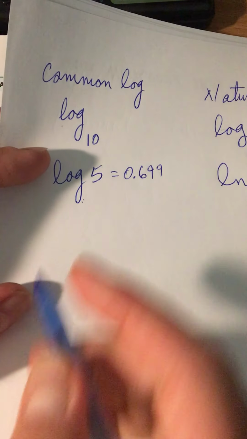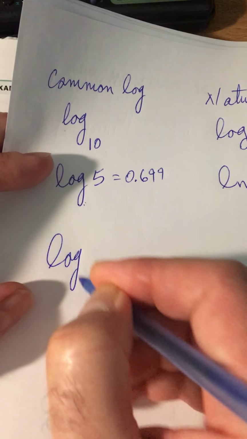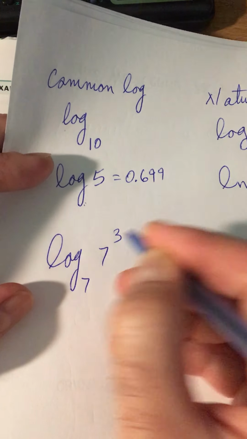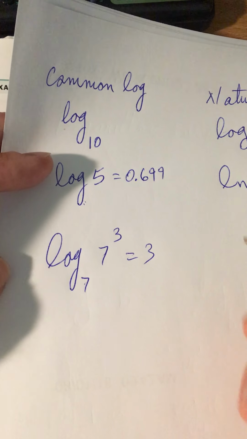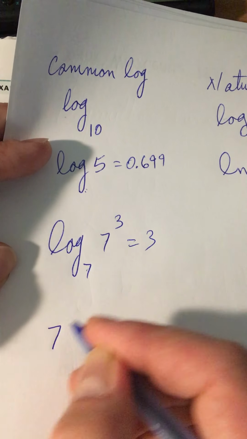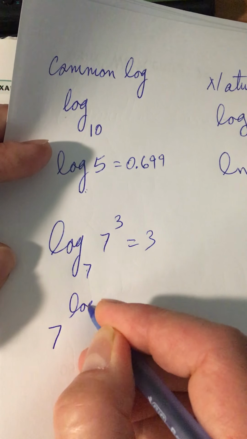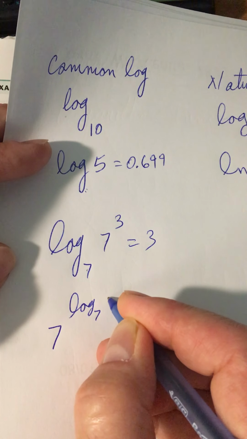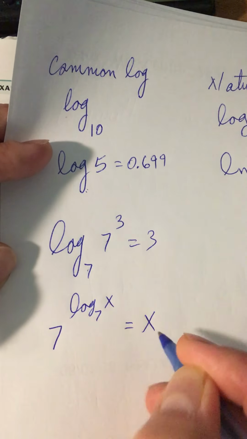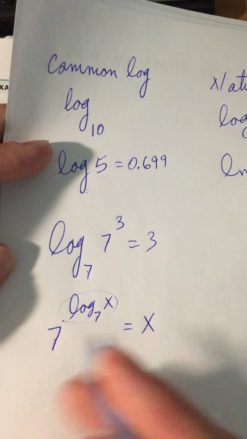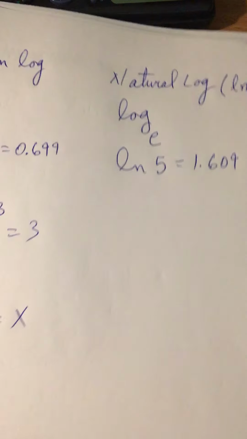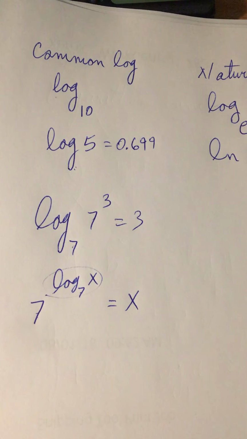So for example, if I give you log of 7 to the power of 3, the answer is 3 because these two are the same. Or if I give you 7 to the power of log of 7 of x, then the answer is x. This is a power, so if these guys are the same. So that was the example of those two rules.